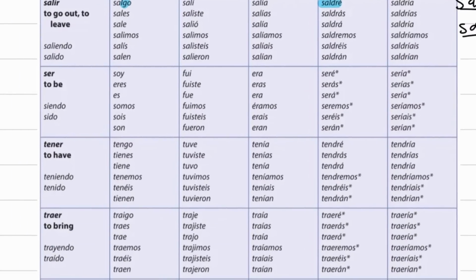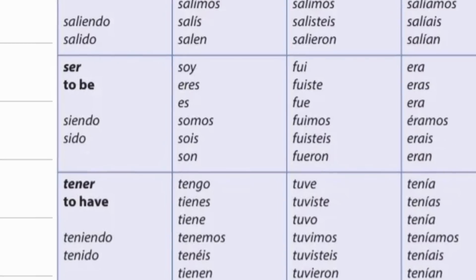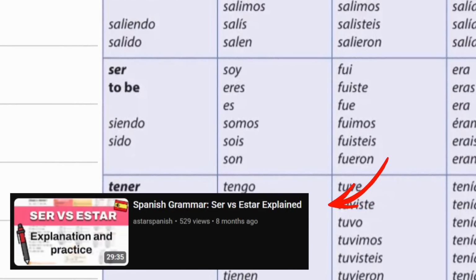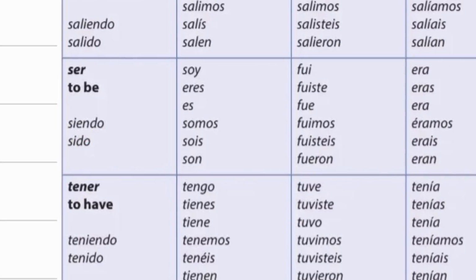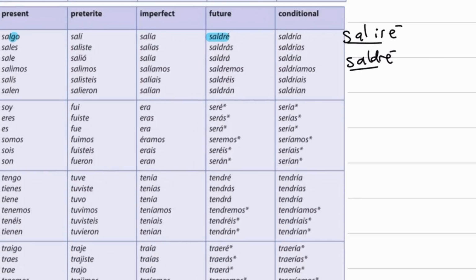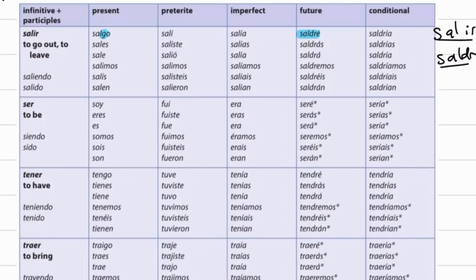Moving on to ser, another really good verb. Obviously, ser and estar both mean to be. If you don't know the differences between them, watch the video that I'm going to put on screen. I go through the differences between ser and estar. The participles here are okay. Then we've got lots of irregulars in the present, preterite, and imperfect tenses. So in the present tense, pretty much all of these are irregular.